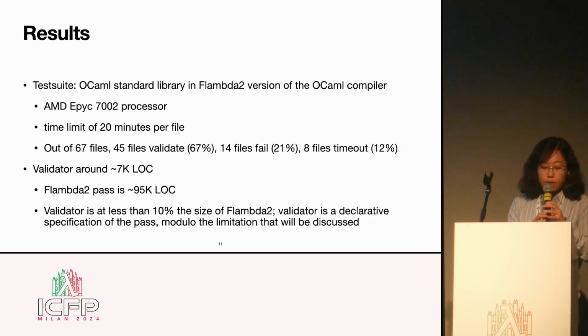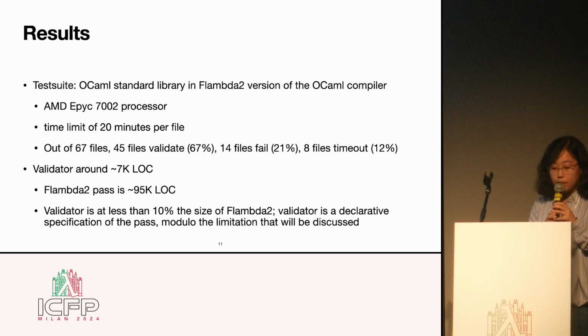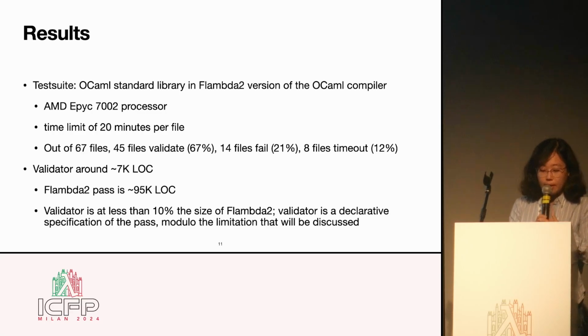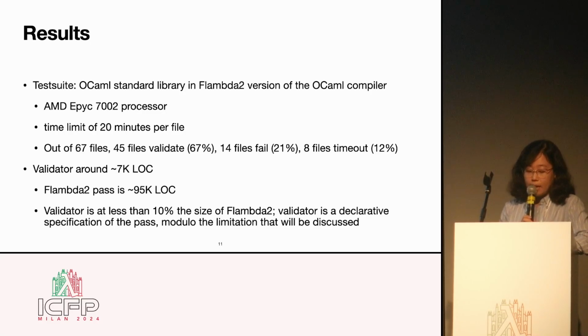So in terms of results, the test suite was the OCaml standard library for Flambda2 of the OCaml compiler. We tested it on the AMD EPYC 7002 processor with a time limit of 20 minutes per file. For the standard library, out of 67 files, we were able to validate 45 files. 14 files we did not validate, and 8 files timed out.